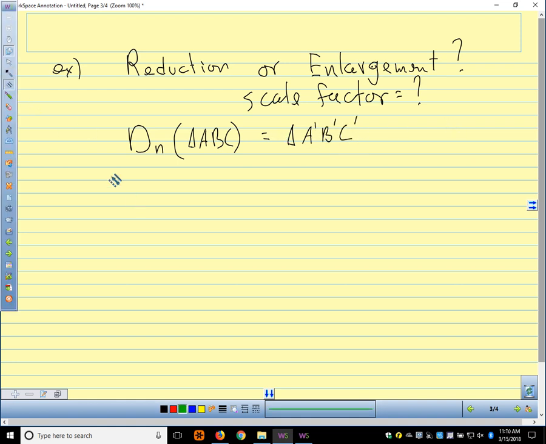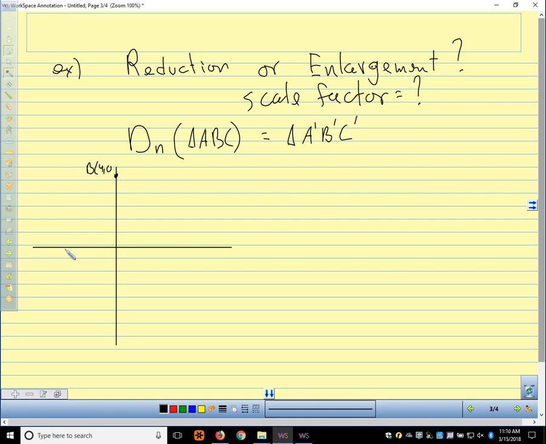And I'm going to draw a picture here. So here are my points. B is at 4, 0. A, sorry, this should be 0, 4. I did that backwards. A is at negative 4, 0. And C is at 2, negative 4. So there's my original. There's my pre-image.